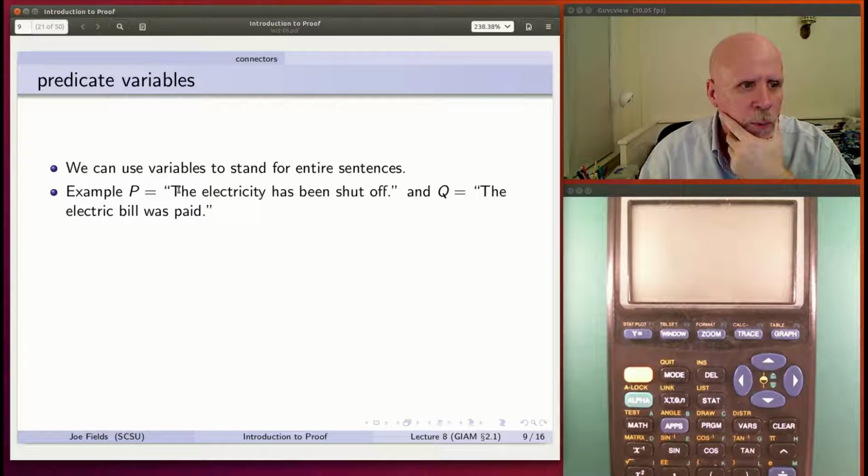Okay, so an example. P is the sentence, the electricity has been shut off, and Q is the sentence, the electric bill was paid.